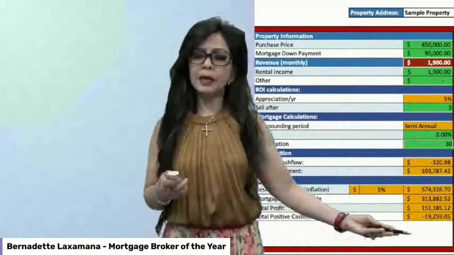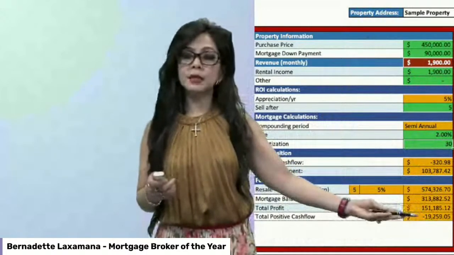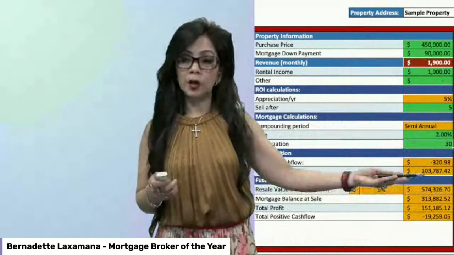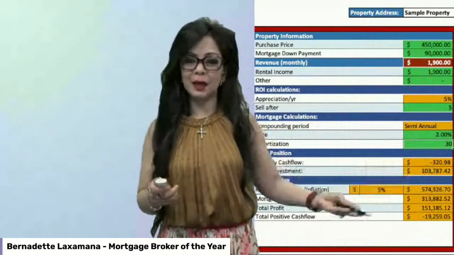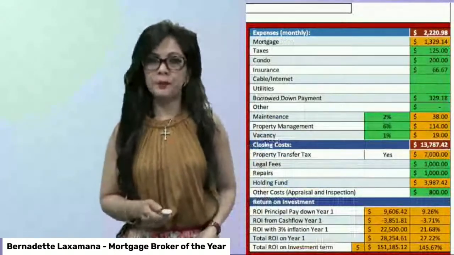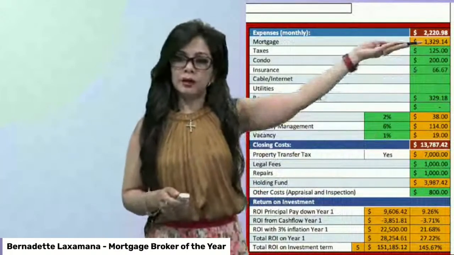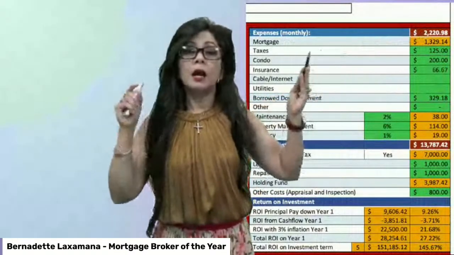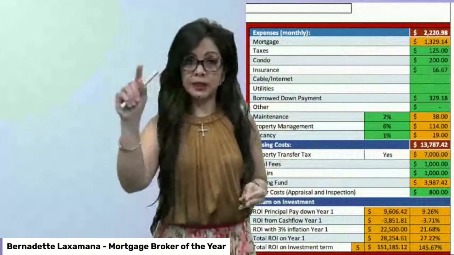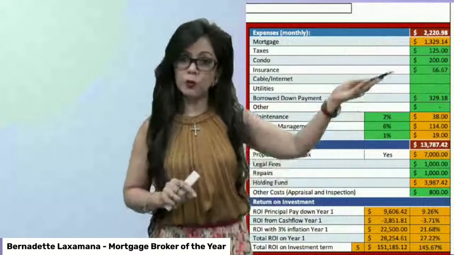So, when this positive or negative cash flow is calculated, this amount of 320, the question is, what is the basis of this number? Here it is. So, that's the total expenses. What is the composition of the expenses? Cash flow means rental income minus expenses. So, what are the expenses?